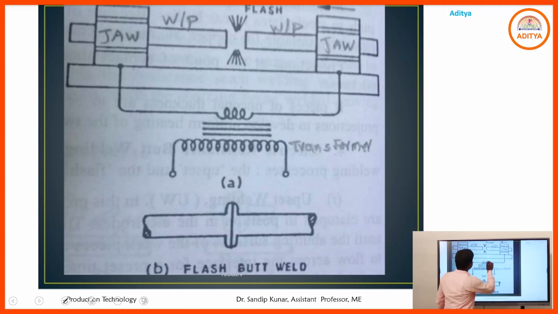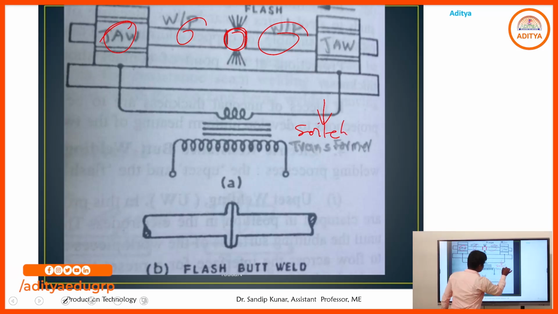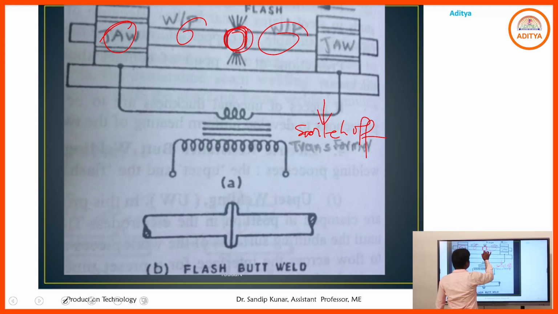Here we have seen the jaws holding the workpiece, both jaws kept nearby. Applying the current, a nugget zone, meaning a fusion zone, will be created. After creating the fusion zone, we switch off the power supply. After the melting zone is formed, we give the pressure, and after providing the pressure that melting zone will be connected. Then the welding will be completed.